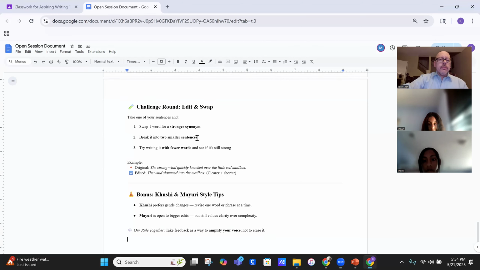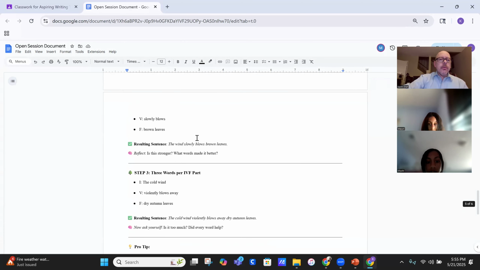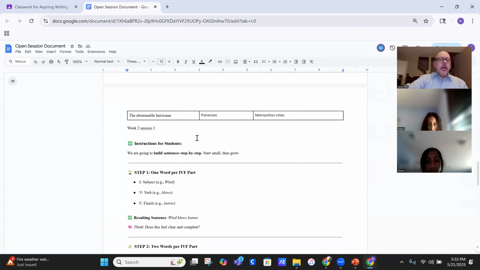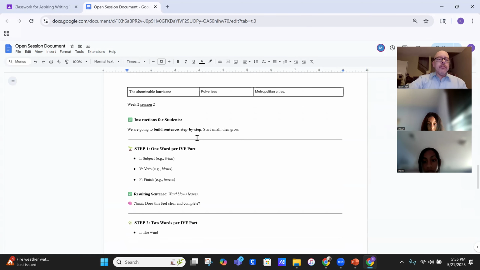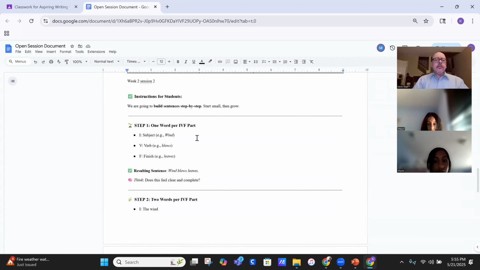Okay, so this is kind of a summary and looking forward. We're going to build sentences step by step. Start small, then grow. Step one: one word per IVF part. So the subject, wind, for example; the verb, blows; finished thought, leaves. Resulting sentence: wind blows leaves. Think, does this feel clear and complete? Probably not.